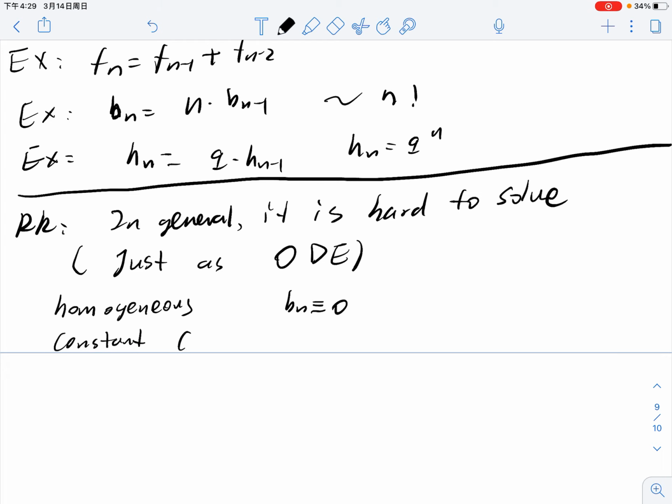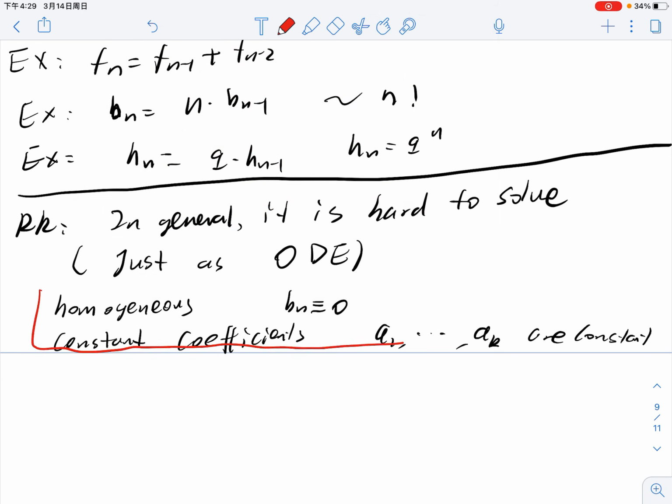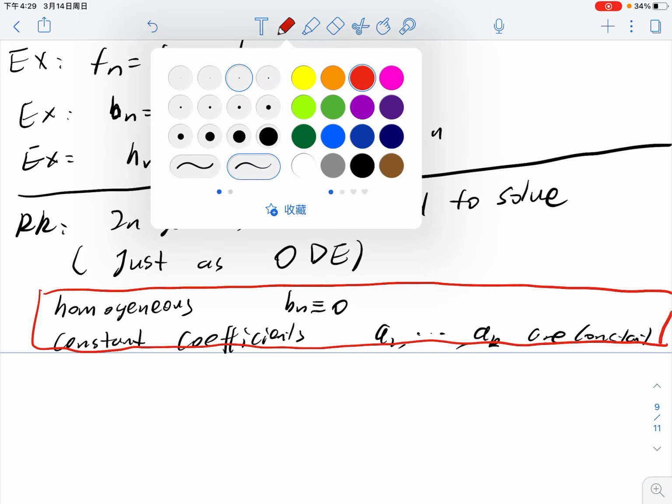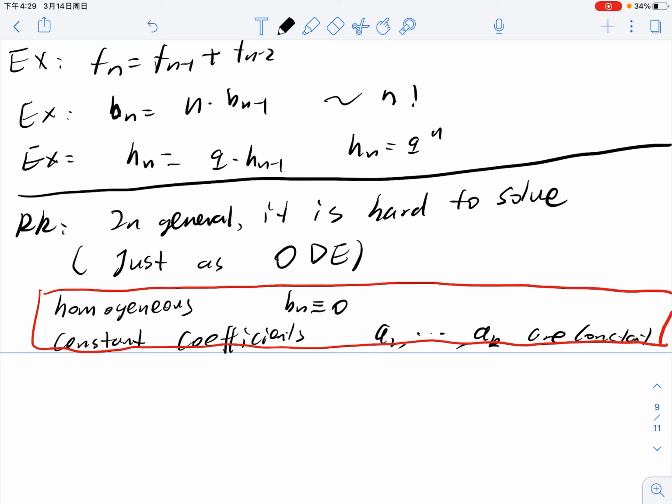And then we have constant coefficients. The coefficients are constant. So in the following, we will solve the problem under these two assumptions. It's still quite general, including the Fibonacci sequence and the geometric sequence and any other very complicated sequence.